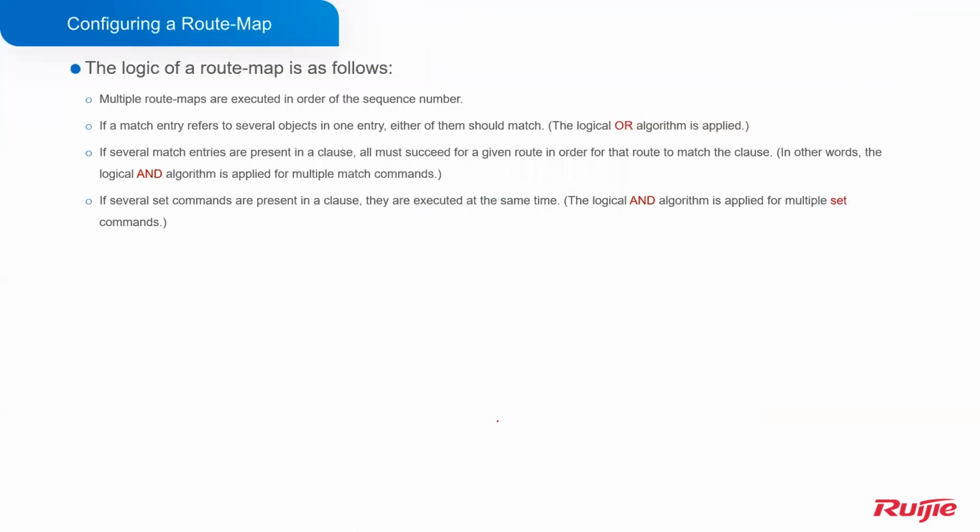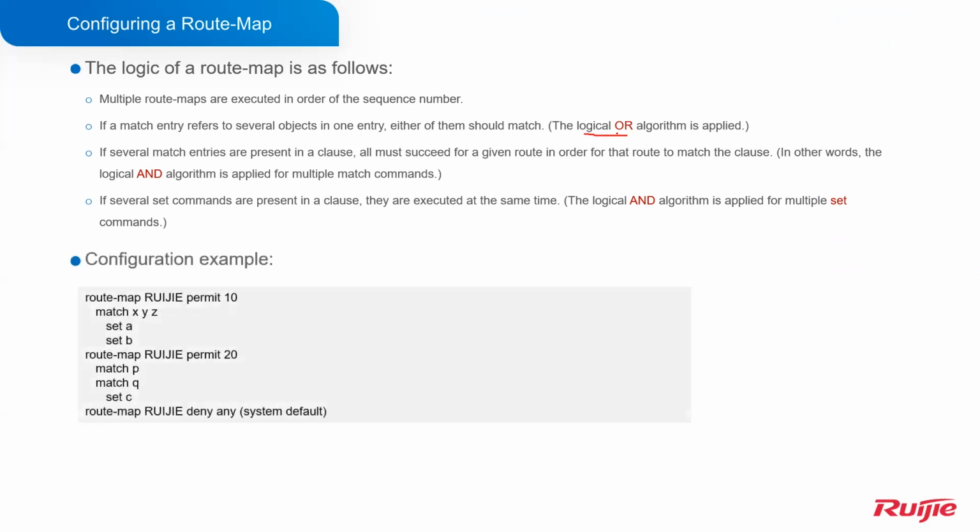And the next, configuring a route map. The logic of a route map is as follows. Multiple route map clauses are executed in order of the sequence number. If a match entry refers to several objects in one entry, either of them should match. So this is a logical OR algorithm. If several match entries are present in a clause, all must succeed for a given route in order for that route to match the clause. Okay. And if several set commands are present in a clause, they are executed at the same time. And it's the logical AND algorithm.